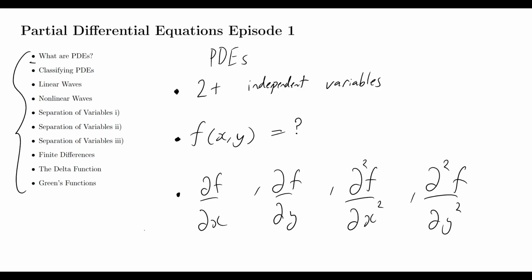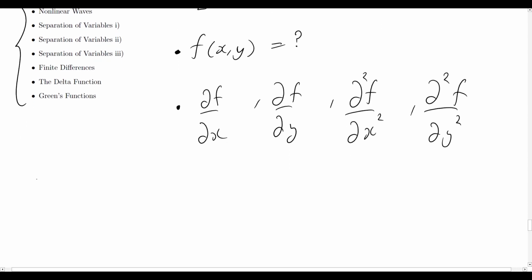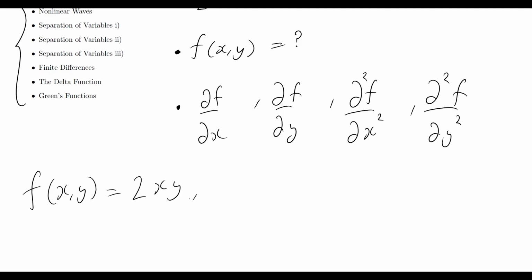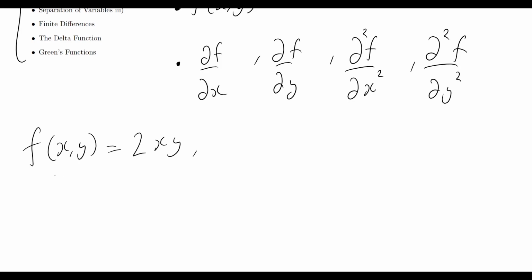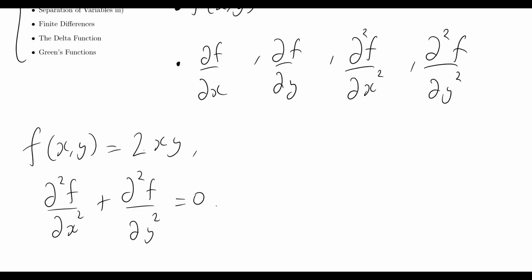Okay, so let's run through a very quick example where we'll be able to see a few of the things that we've just discussed. So let's say we've got some function f of x and y, and that's going to be equal to simply 2xy. The problem asks us to show that this function satisfies the following differential equation. So we have that the second partial derivative of f with respect to x plus the second partial derivative of f with respect to y is going to be equal to 0. So we need to show that this function f satisfies this equation here. So that's our problem for right now.